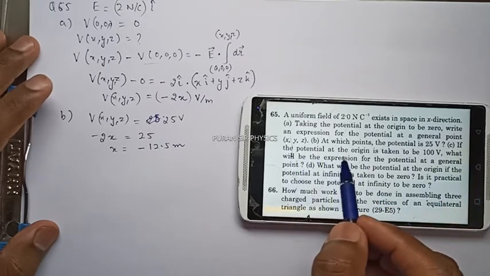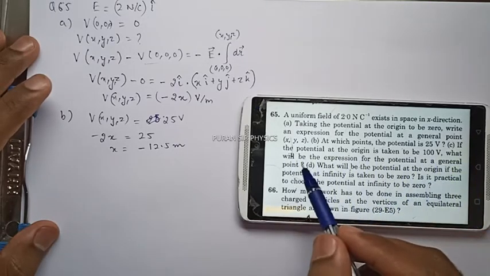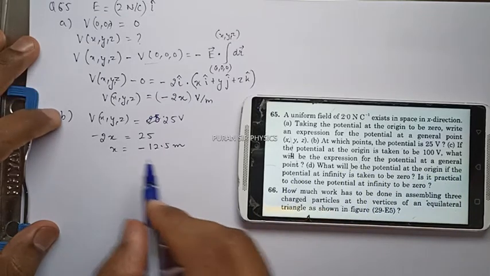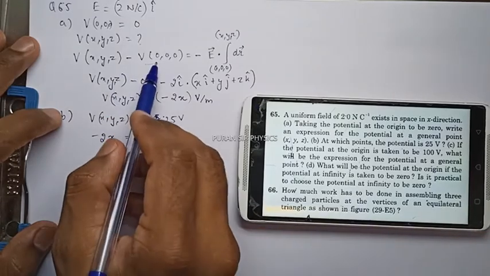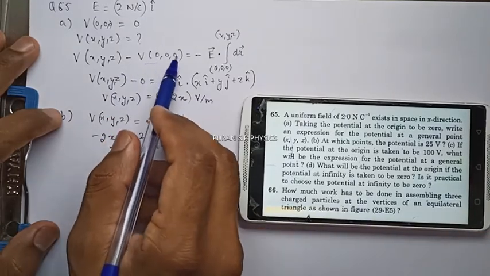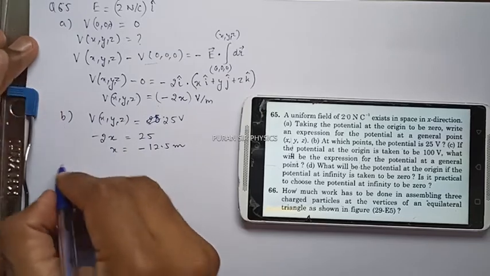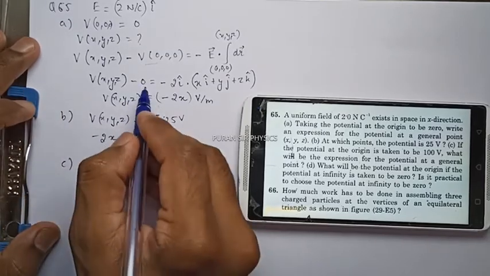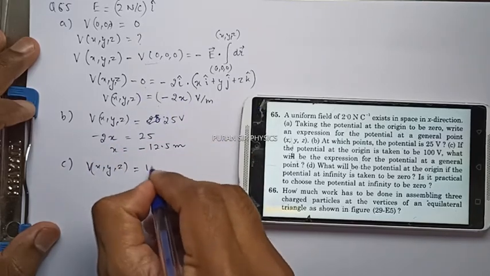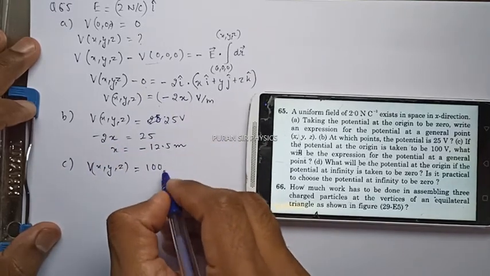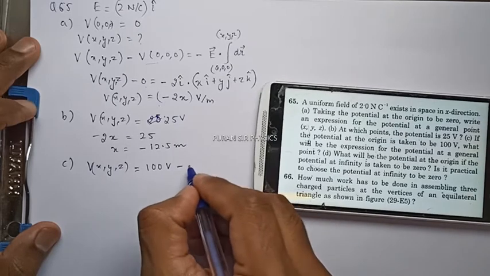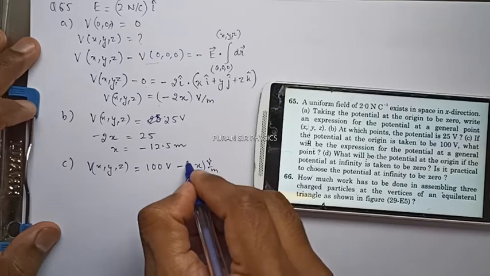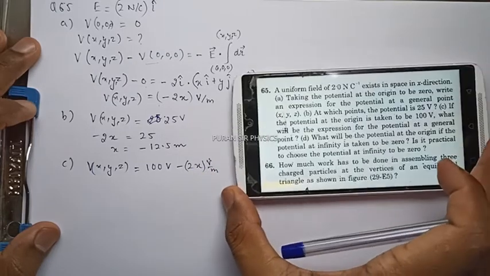C. If the potential at the origin is taken to be 100, what will be the expression for the potential at a general point? So if this thing is taken as 100, then here if it is 100, it will become plus 100 there. So it will be like this.